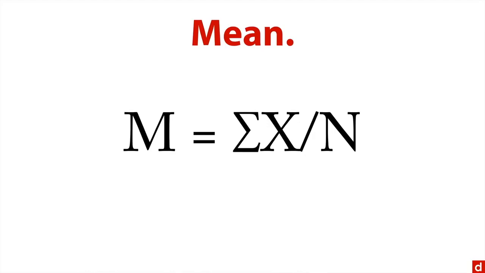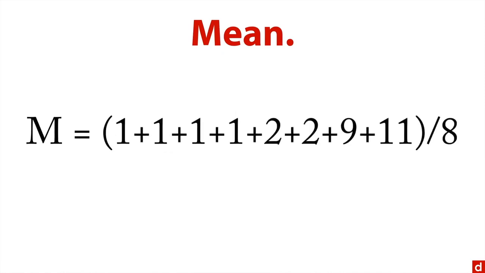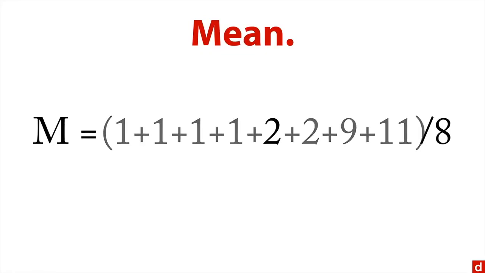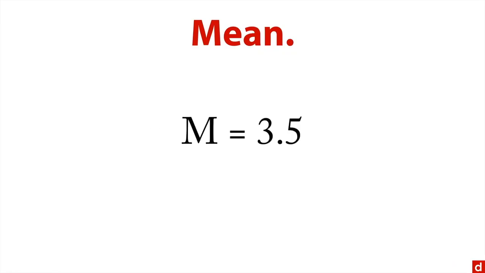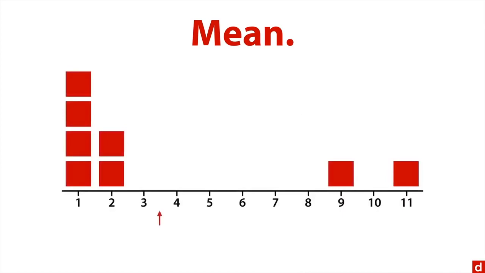And with our little data set, that works out to this: 1 plus 1 plus 1 plus 1 plus 2 plus 2 plus 9 plus 11. Add those all up and divide by 8, because that's how many scores there are. Well, that reduces to 28 divided by 8, which is equal to 3.5. If you go back to our little chart here, the 3.5 is right over here.